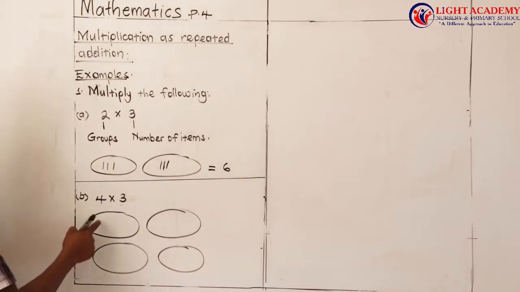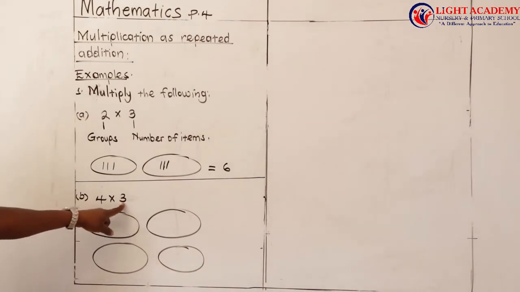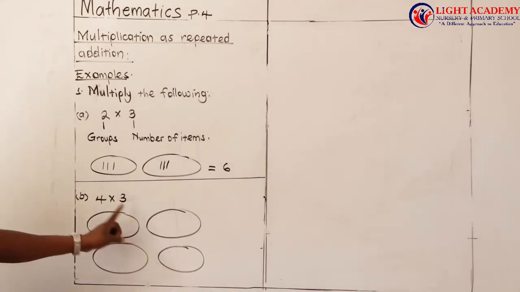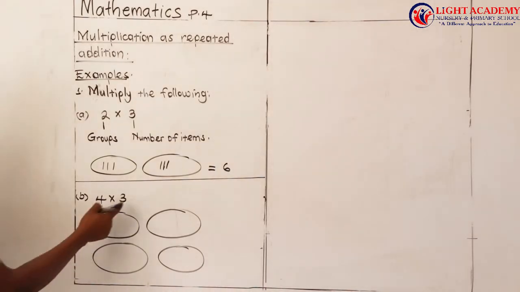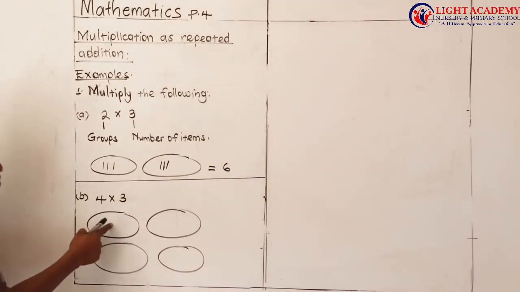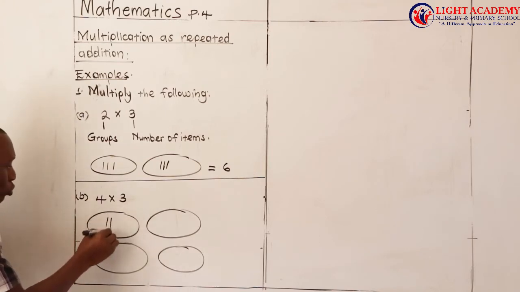So in the first circle, I'm going to put, because they have said 4 multiplied by 3, we're having 4 groups, but in each group, I must put 3 items. So I've chosen to use the sticks. In the first group, I'm counting 3 sticks: 1, 2, 3.